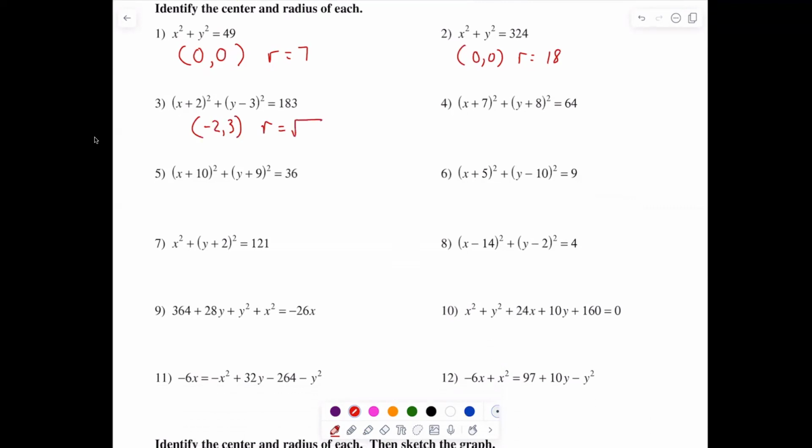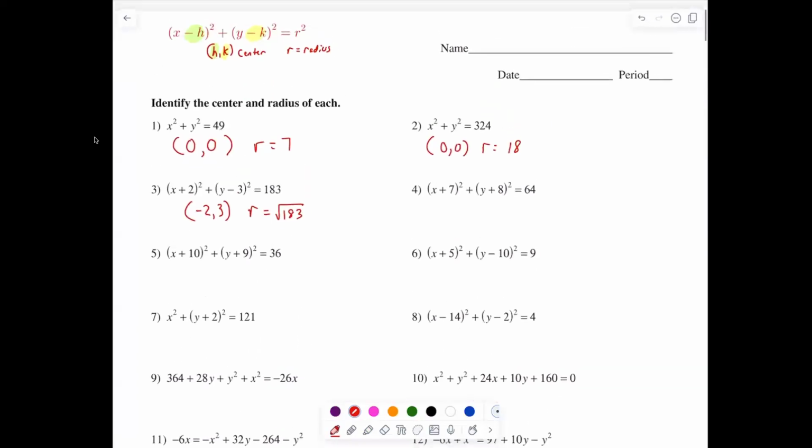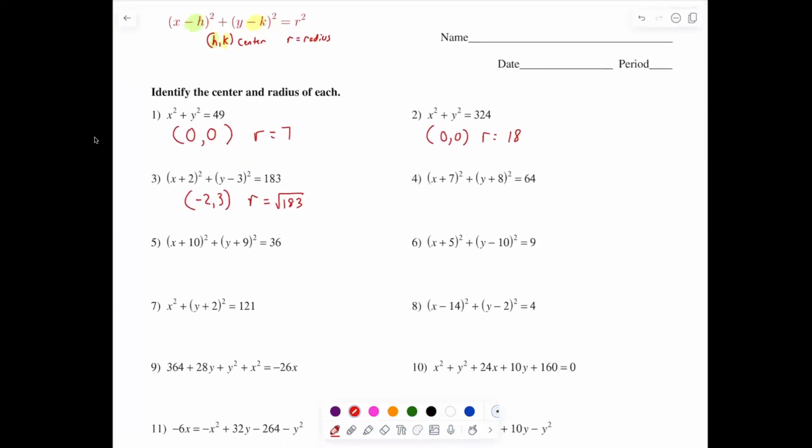R is equal to what? The square root of 183. Now again, remember what I was trying to tell you up here. X minus H, negative H and H, that relationship is they are opposites.